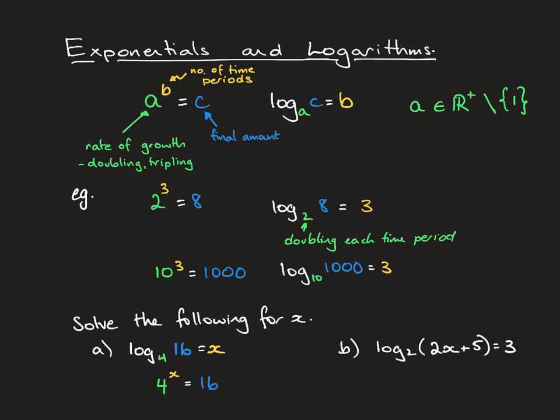We can write them as both with the same base. So 4 to the x is equal to 4 squared. You know 16 is 4 squared. So therefore x is equal to 2.